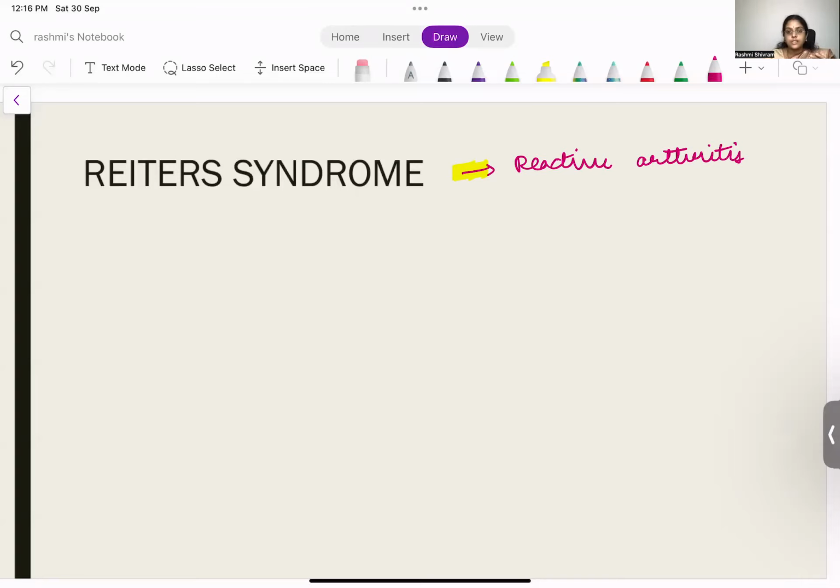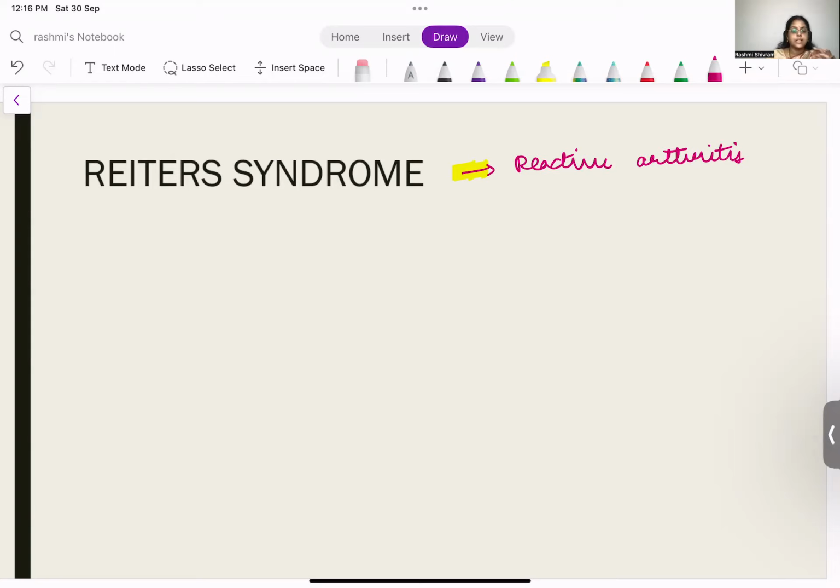So what is Reiter's syndrome or reactive arthritis? The patient can be having a urinary infection or a gut infection, most commonly gastroenteritis, or a urinary infection with any organism. After this, the patient will develop a joint inflammation. Most commonly, the knee joint or a shoulder joint will be involved. Because of the infection, the patient is developing a reactivity in the joint. So this is called reactive arthritis.